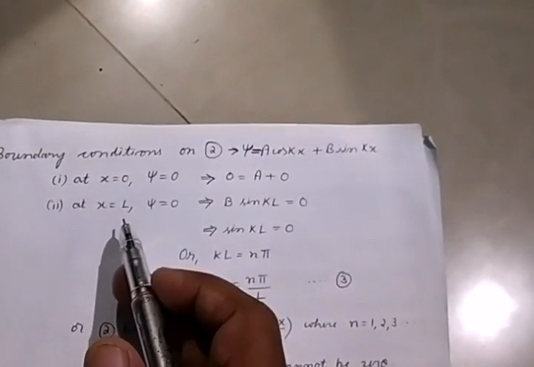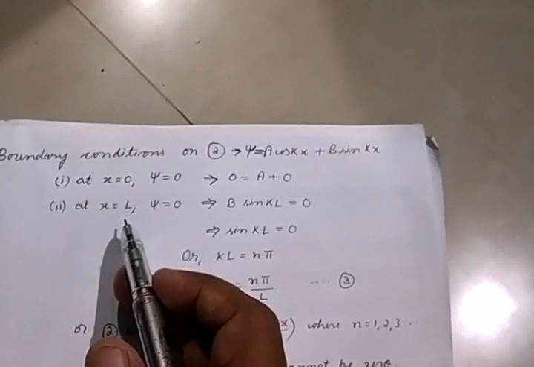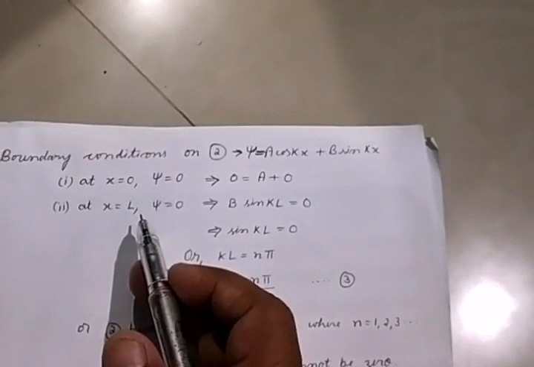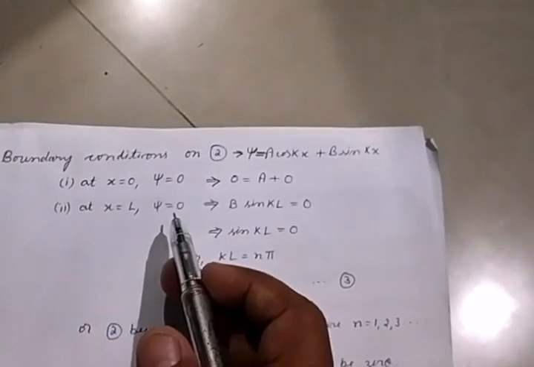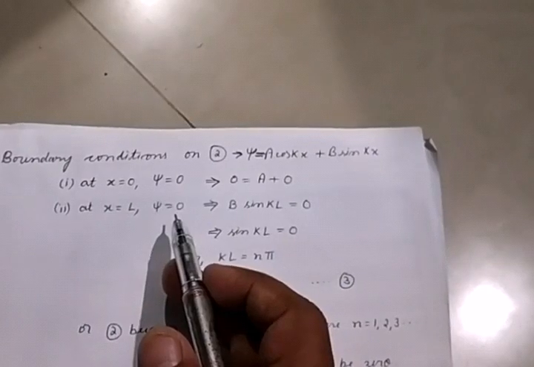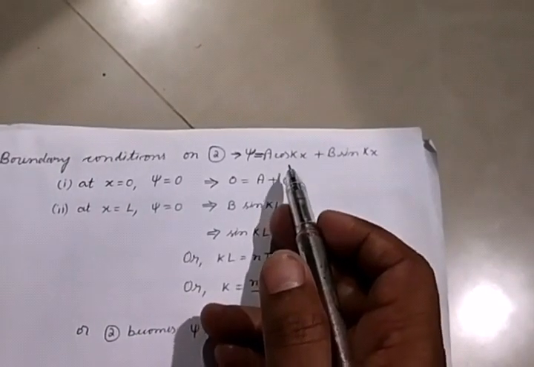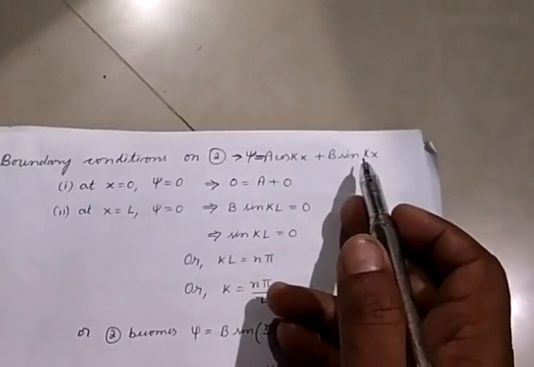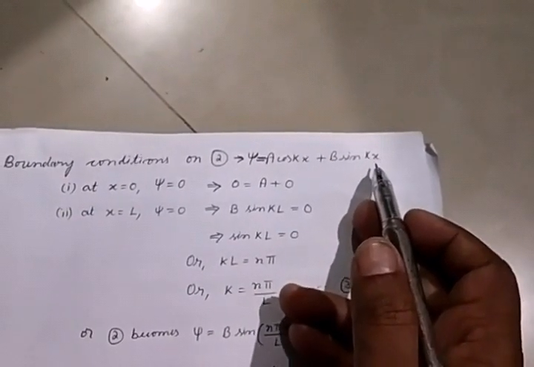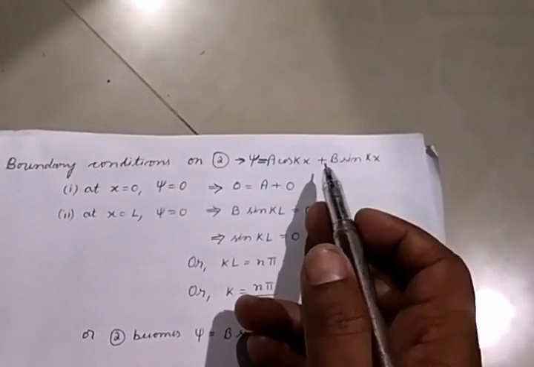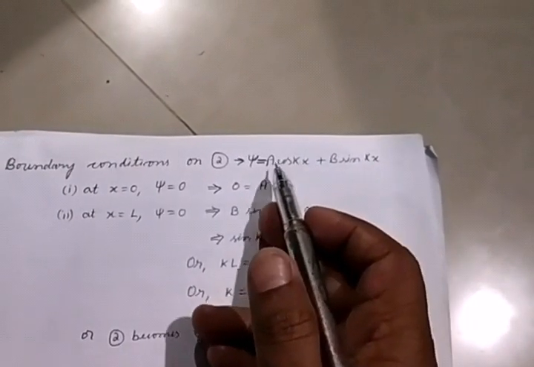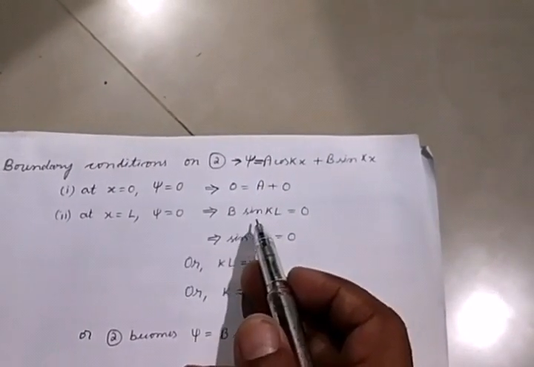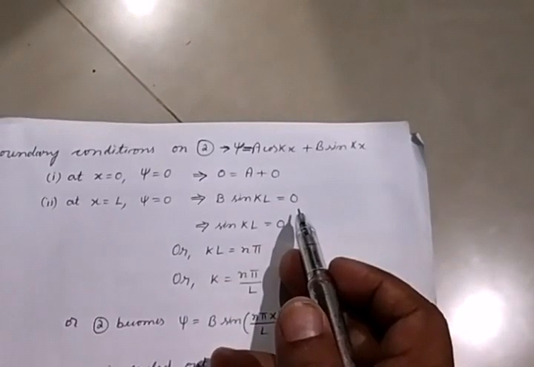Now apply the second boundary condition: at x equal to L, psi is 0. At the other boundary also, the wave function becomes 0 because the potential is infinite. Substituting this again in the general solution, with x equal to L, we have B sin kL plus A, which is already 0, so that part is 0, equal to psi, which is 0. Therefore we get B sin kL is equal to 0.